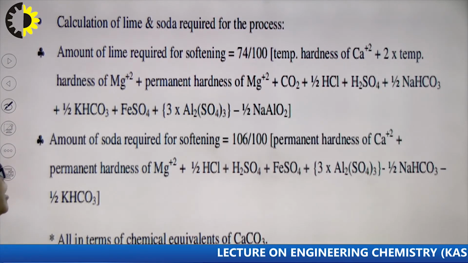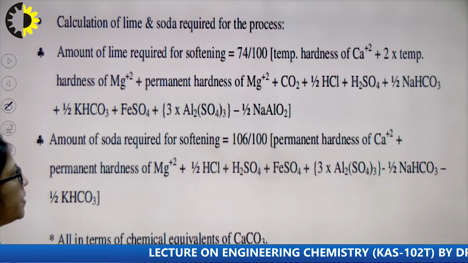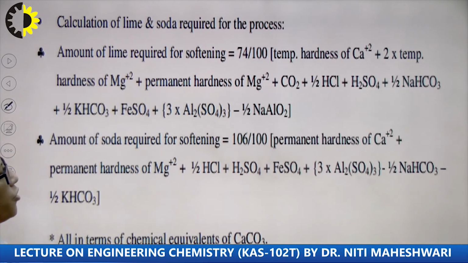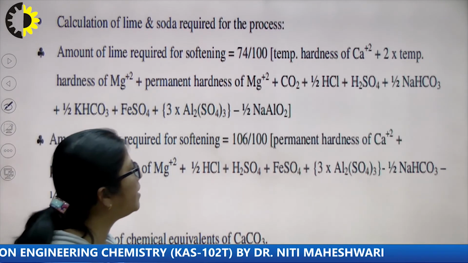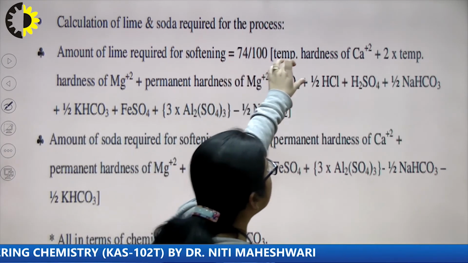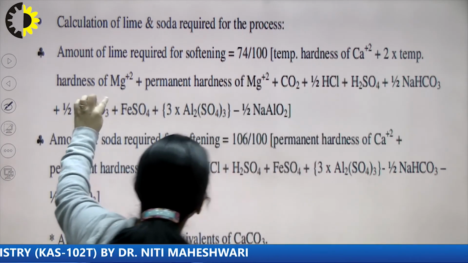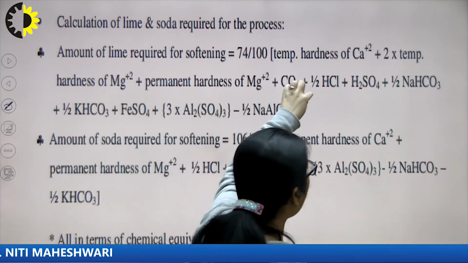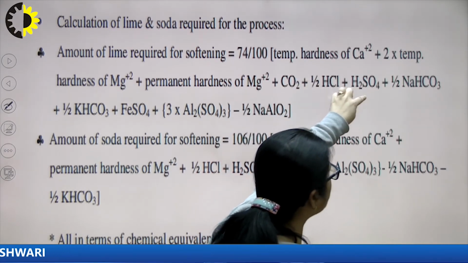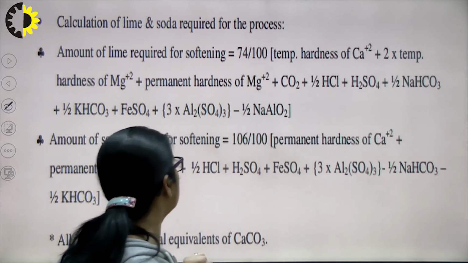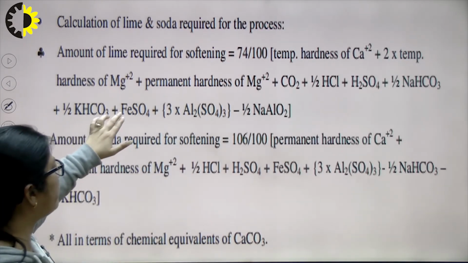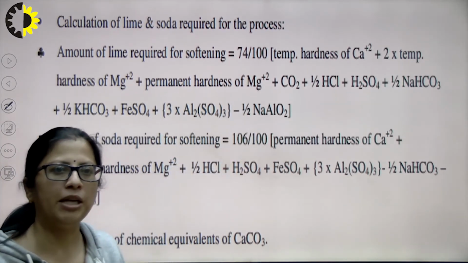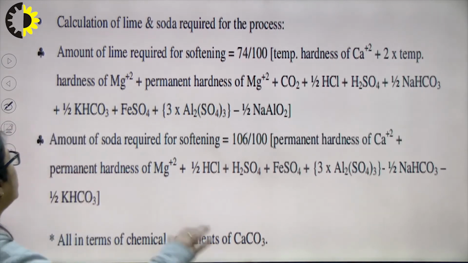Now, coming to the calculation of lime and soda required for the process. This is the total amount of lime required for softening. It will be 74 divided by 100 times: temporary hardness of calcium, 2 into temporary hardness of magnesium, permanent hardness of magnesium, then CO2, then half of HCl, full of H2SO4, half of sodium bicarbonate, half of potassium bicarbonate, ferrous sulfate, 3 into aluminium sulfate, minus half of sodium aluminate. We have calculated this from these equations.